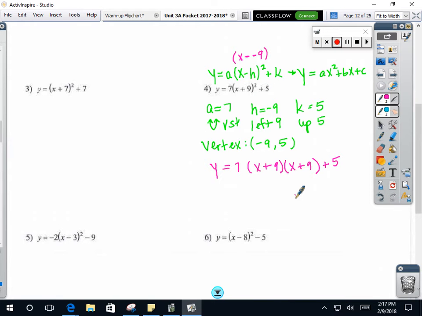From this point, we're just going to start simplifying, following order of operations. So the first thing we need to take care of is parentheses. Whenever you have a binomial times a binomial, you distribute. So that'll be x times x, which is x squared, x times 9, which is 9x, another 9 times x, which is 9x, and then 9 times 9, which is 81.